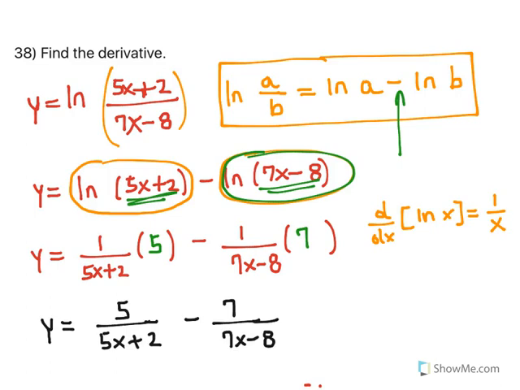So here's our final answer. You can leave it like this. If you wanted to go a bit further, you can try to subtract the two fractions by having a common denominator, but it's okay if you don't do that.